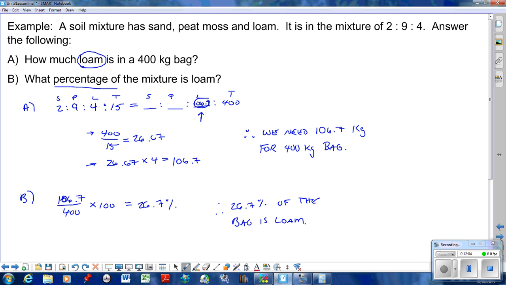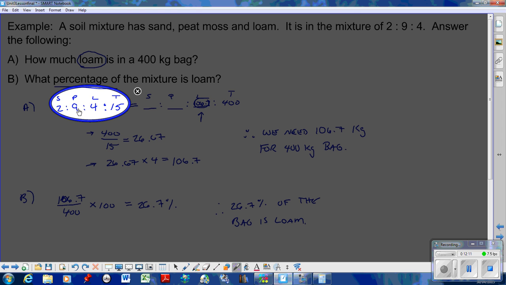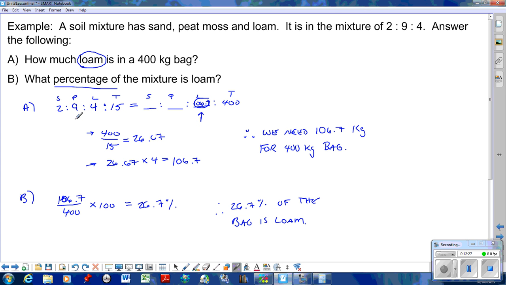So just keep in mind when you're going through these questions, they are similar to last year. You may have to add a term to your ratio. So in this one, we did change it. We had to add the total column because we knew 2 to 9 to 4 is the ratio of the 3 components, the 3 things that make up the bag, which gives us a total of 15. And again, this could represent kilograms, like it did in this example, or it could be bottles or pounds or whatever the particular question is focused on.